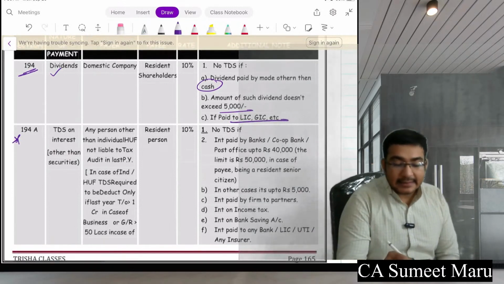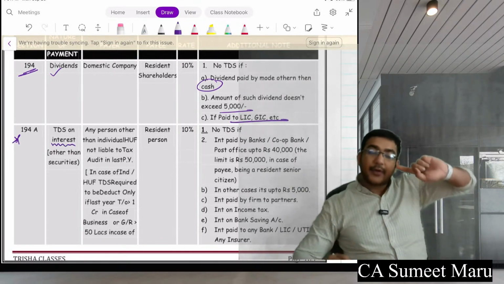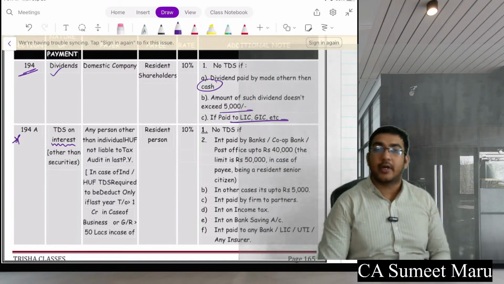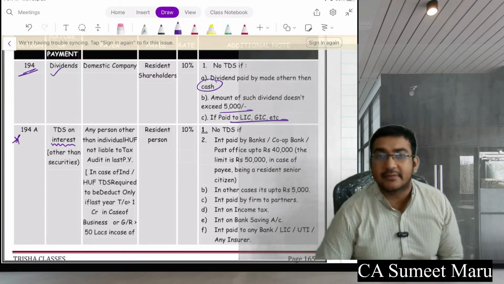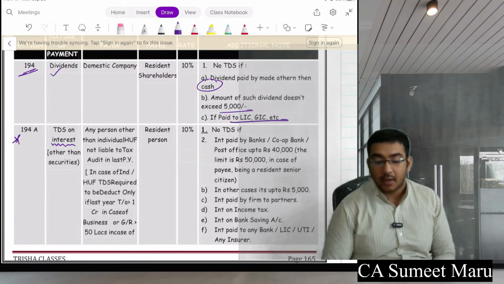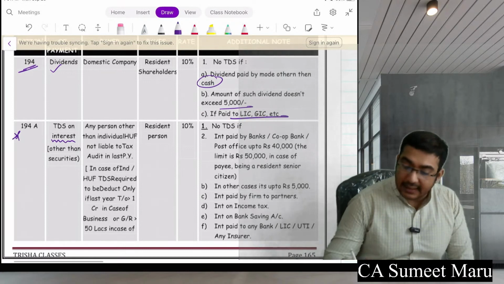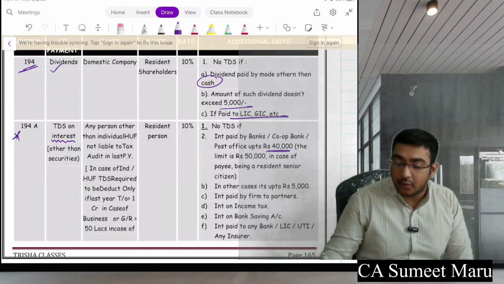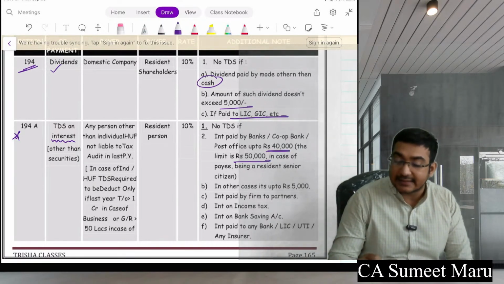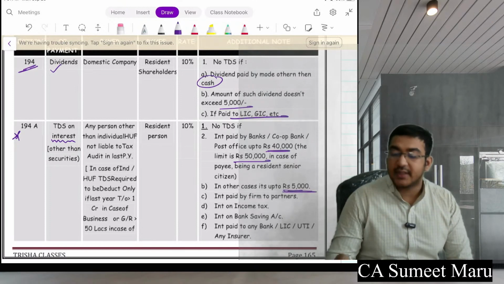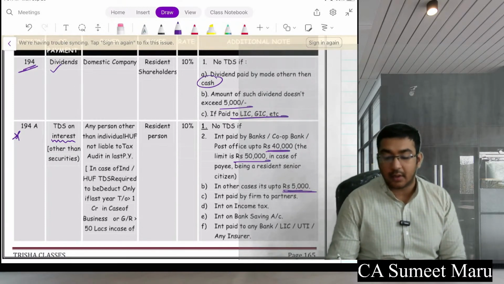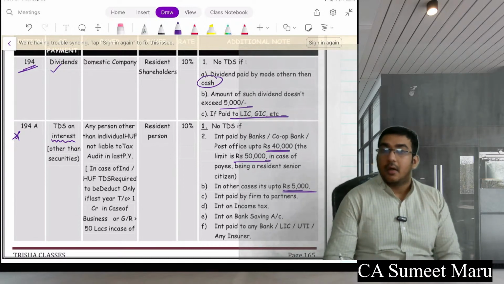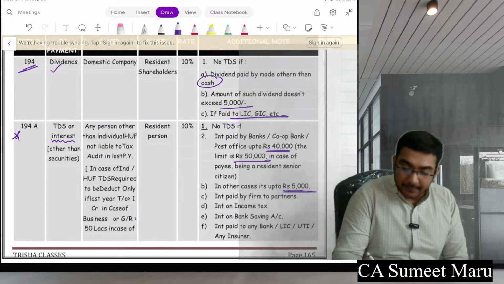Next is TDS on interest. Interest on securities is covered in 193. Other than securities, when you pay interest to a bank or public financial institution or any person, it is covered under section 194A. If you are paying interest and the interest is up to 40,000, or even if the bank is paying you up to 50,000 in case of a resident senior citizen, 5,000 in other cases, then this interest is going to be taxable. TDS would be applicable at 10%.